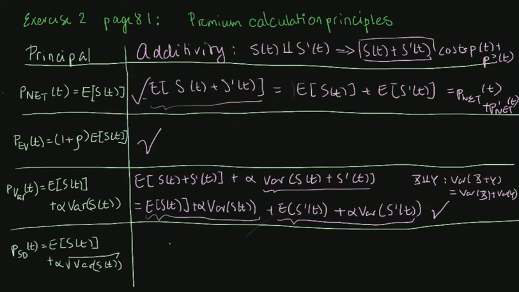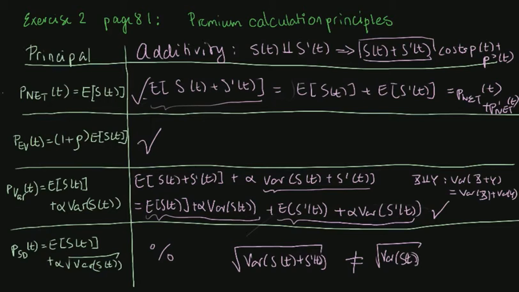However, additivity is not satisfied in the standard deviation principle. And why is that? Well, that is because if we just consider the term where I have the standard deviation of S of t plus S prime of t inside here, this is not equal to the standard deviation of S of t plus the standard deviation of S prime of t, right? In most cases, these two are not equal. So I will not be able to have additivity if I price according to the standard deviation principle.